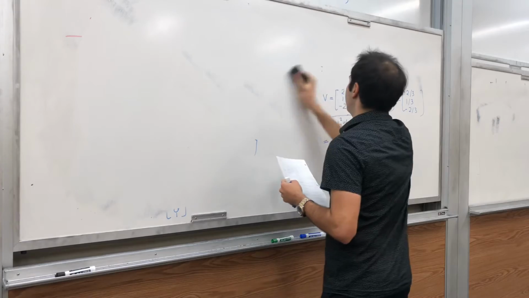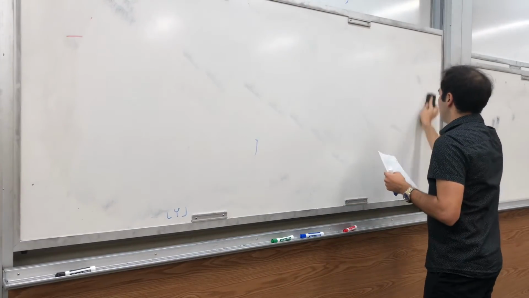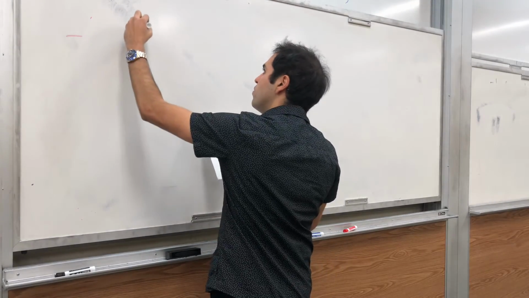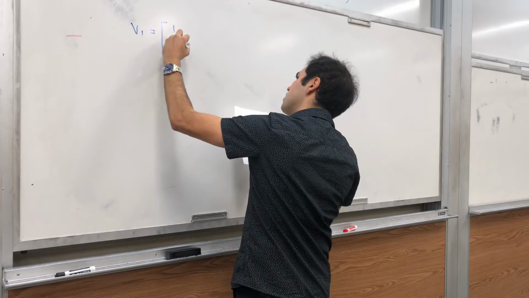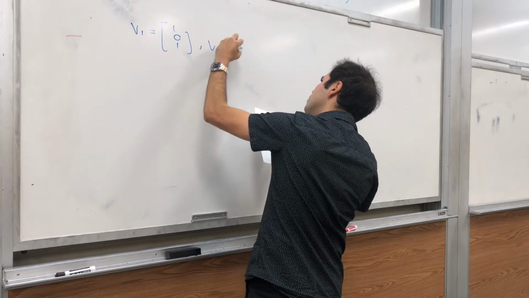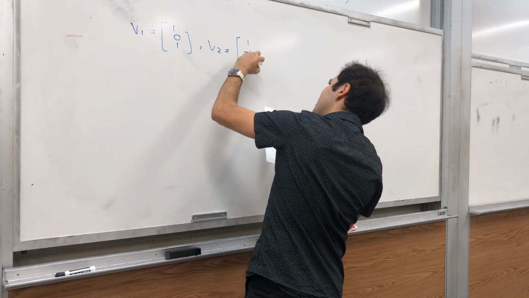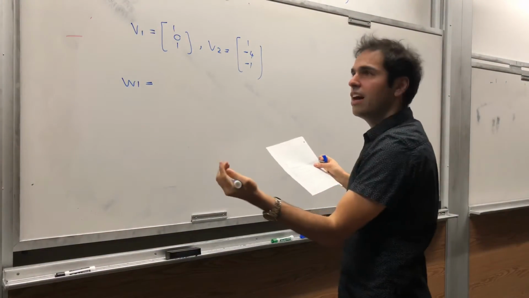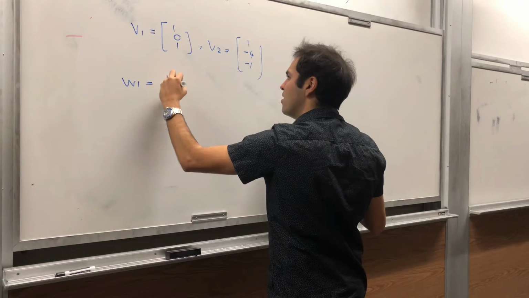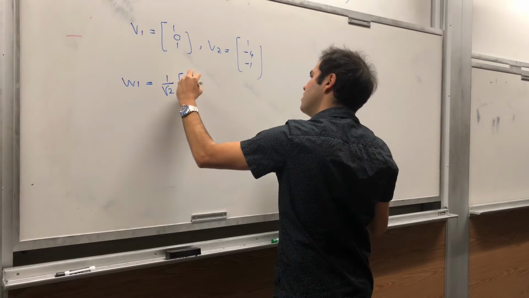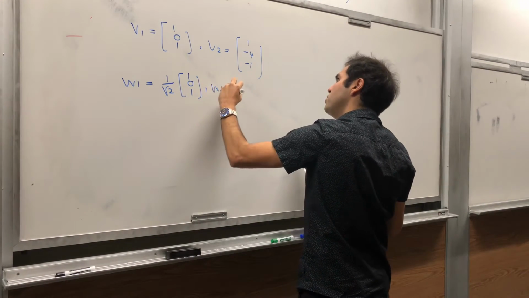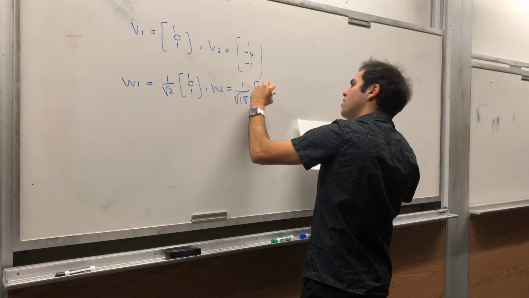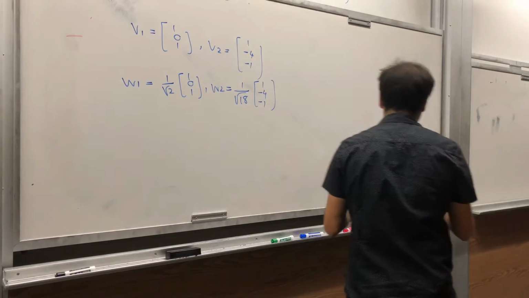Let's see, so what did we get? We got that V1 was (1, 0, 1), and V2 was (1, -4, -1), and so W1 is just this vector divided by its length, which is 1 over square root of 2 times (1, 0, 1), and W2, I think, is 1 over square root of 18 times (1, -4, -1).